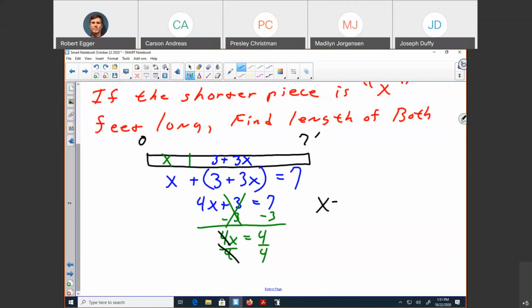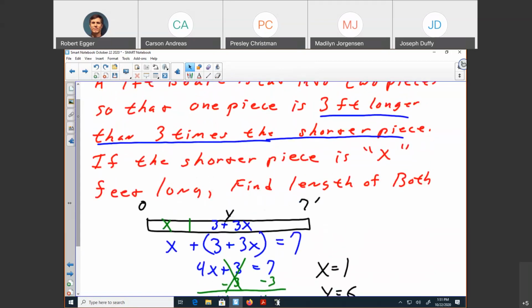So my short piece is 1. And my other piece, I'm going to call it y. Y would be 6. 1 plus 6 is 7. And 3 plus 3 times 1 is also 6. And so don't feel that you have to always do things algebraically. Graphics are great. Sketching out the problem sometimes helps a lot. Does for me at least.